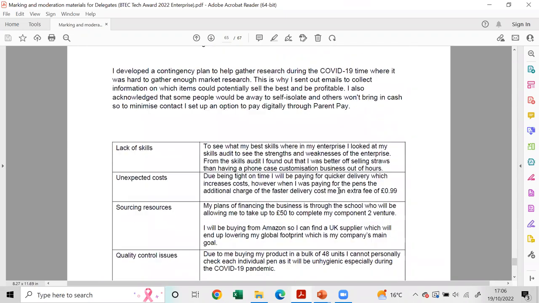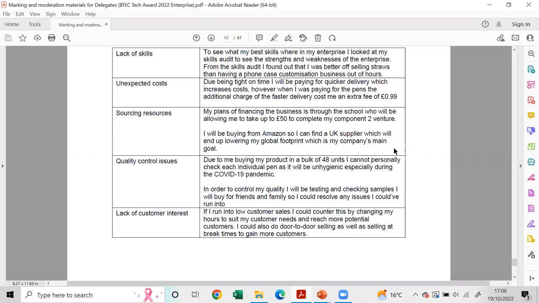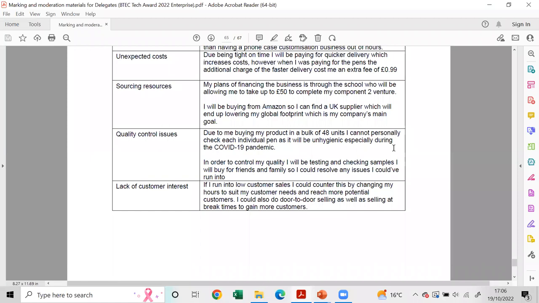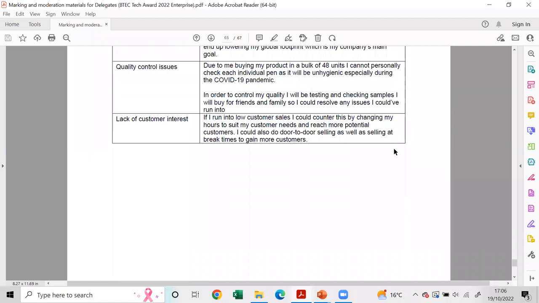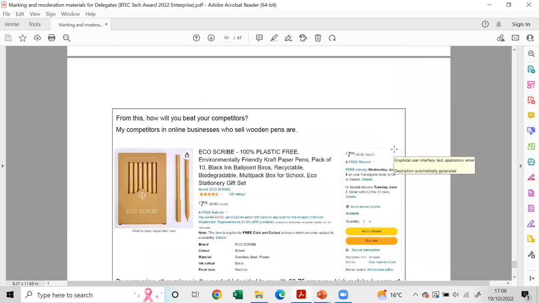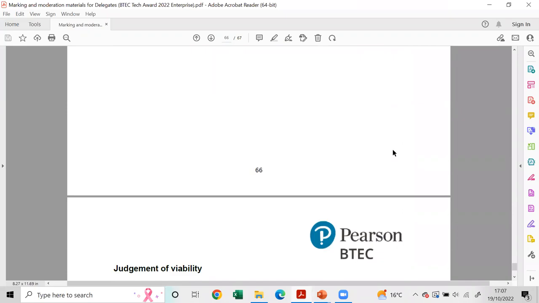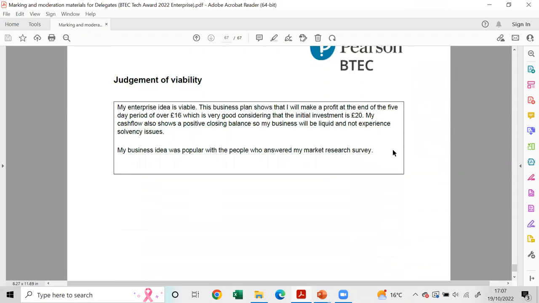A risk assessment. They have done a risk assessment. They have thought about things like lack of skills, unexpected costs. The explanations are not as full. They have stated some parts of what they will do to mitigate. But again, the explanations are not quite as full as they could have been. They've got a little bit on their competitors in terms of this is Amazon seller. And then they go on to viability.